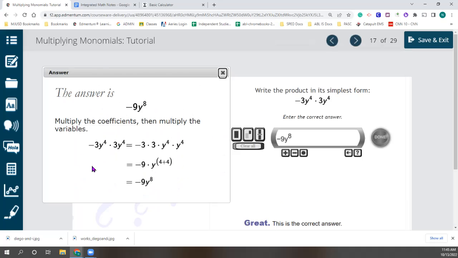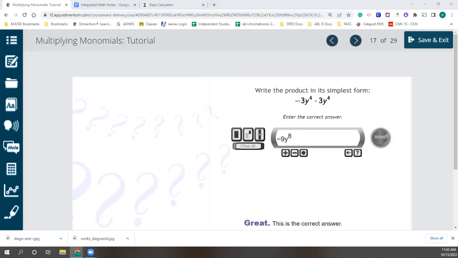Let's look at it. -3 multiplied by 3 is -9. The y to the 4th multiplied by y to the 4th, we use the product of exponents rule and add those exponents, put it together, -9y^8. That's the answer. Okay, let's move on.